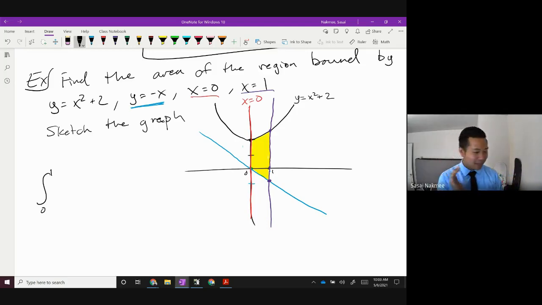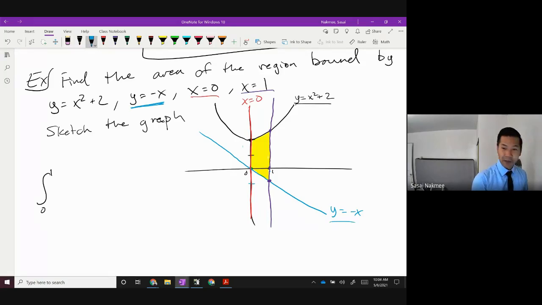That's awesome. Now I need to figure out which function is the top function and which function is the bottom function. Well, clearly this blue line is below this black line right here. So y is equal to x squared plus 2, I think that's going to be the top function. This right here is the top function. And I'm going to subtract the bottom function from it. So all I have to do now is plug in which one goes on top.